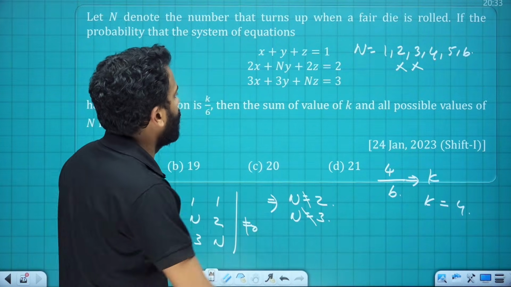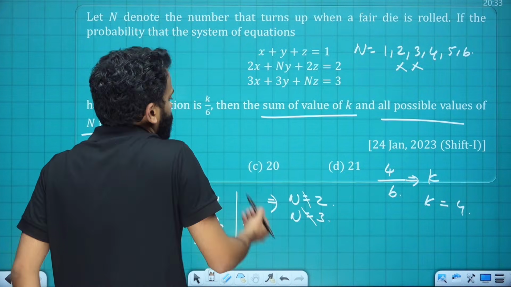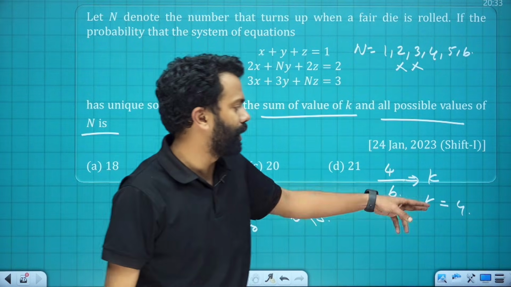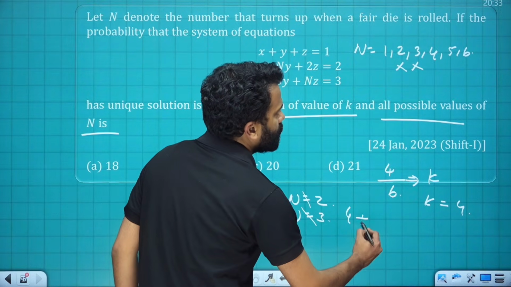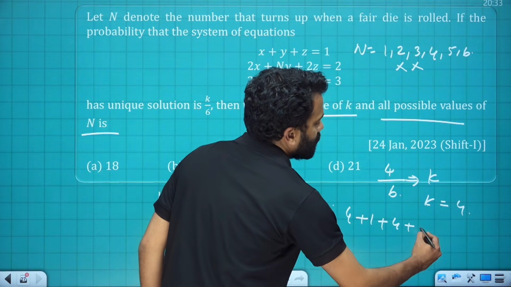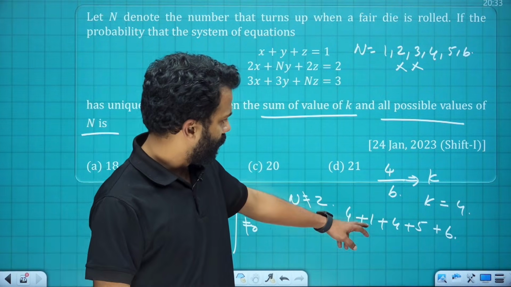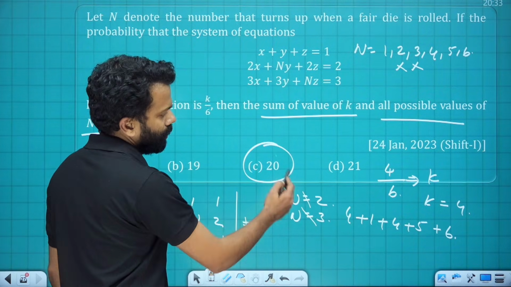But they have asked you to find the sum of the value of k and all possible values of n. Therefore, you just need to add 1 plus 4 plus 5 plus 6, along with the value of k, that is 4. That is 4 plus 1 plus 4 plus 5 plus 6. What is the value? 5, 10, 14, 20. 20 is the correct answer. Okay, that's all.